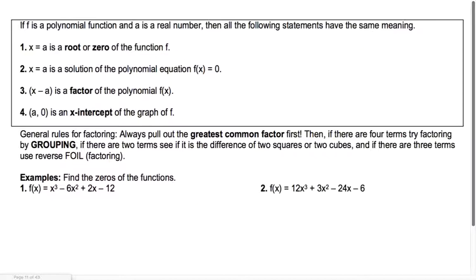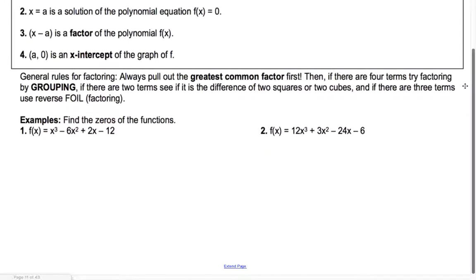And we also look to see if there's 2 terms. In that case, it would be the sum or difference of 2 cubes or 2 squares. We can't do the sum of 2 squares, though. And our trinomial thing is the reverse factoring. So we're going to practice factoring over the next couple days.